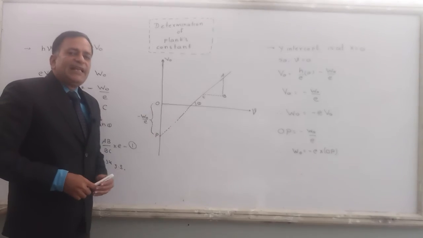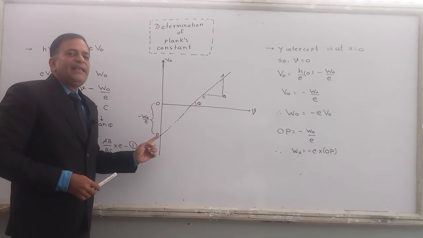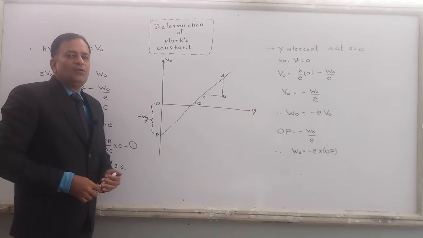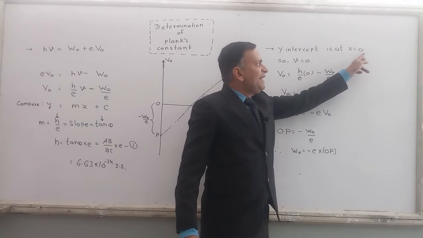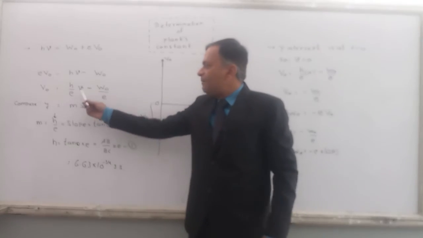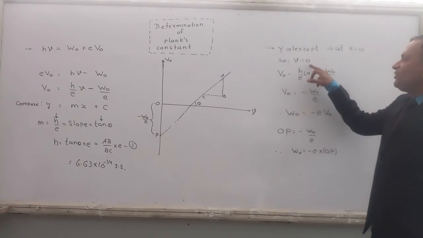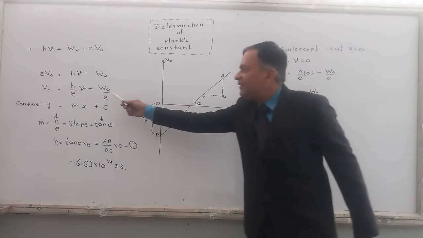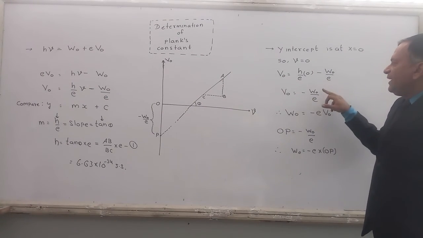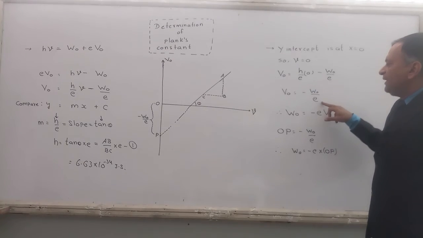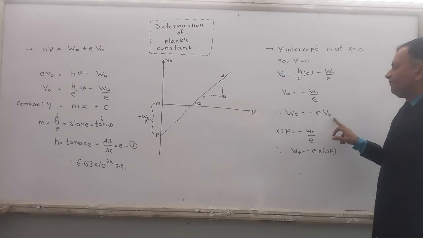So what exactly is the y-intercept of a straight line? The y-intercept of a straight line is the value when its x-coordinate becomes 0. So the y-intercept of this graph is at x equal to 0. Instead of x we have frequency. So you make the frequency equal to 0 in that equation. So what is V0? It is minus W0 upon e. So what is W0, the work function? It is equal to minus eV0.